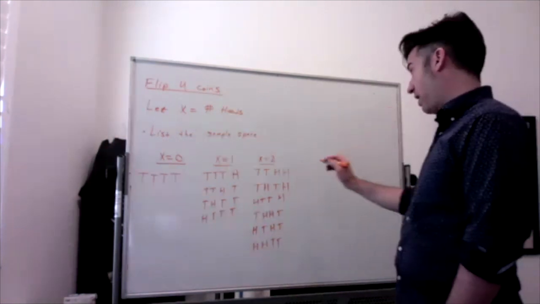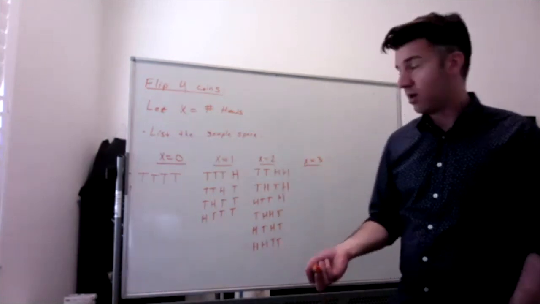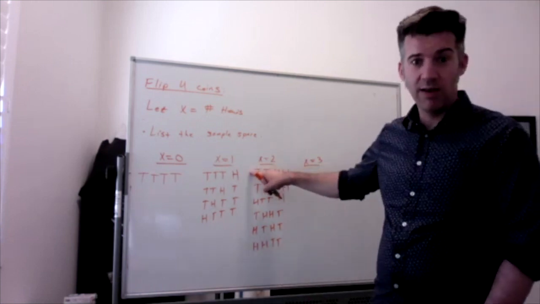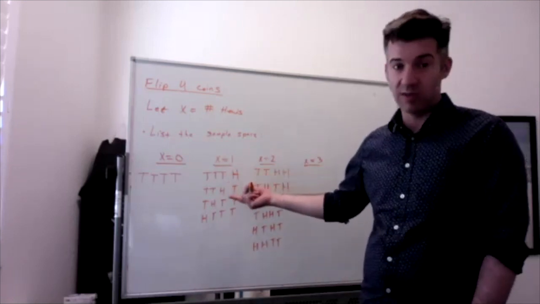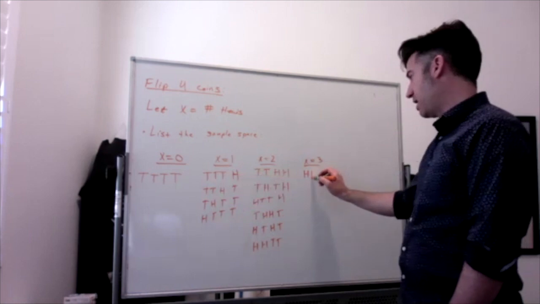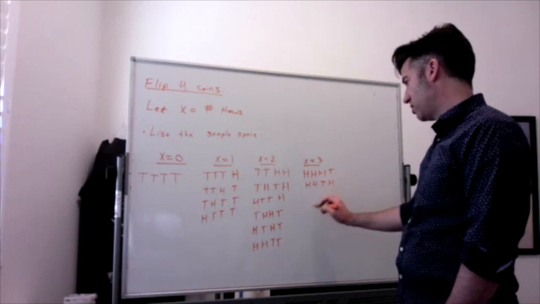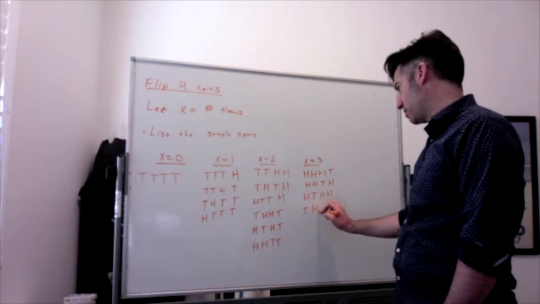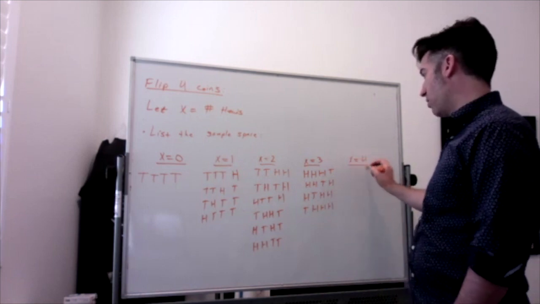For X equals 3, it should be clear, or maybe not. After we do it, it should be clear. The number of ways of getting 3 heads is the same as the number of ways of getting 1 head, because getting 3 heads is the same as getting 3 tails, which is the same as 1 head. So I'm just going to interchange tails and heads: heads, heads, heads, tails, or heads, heads, tails, heads, or heads, tails, heads, heads, or tails, heads, heads, heads. And finally, if I want all 4 being heads, there's only one way to get that.